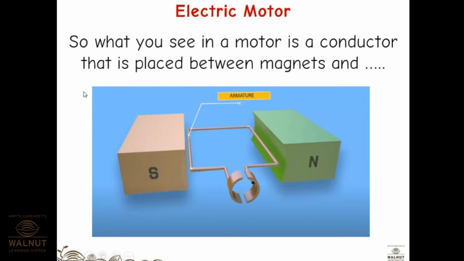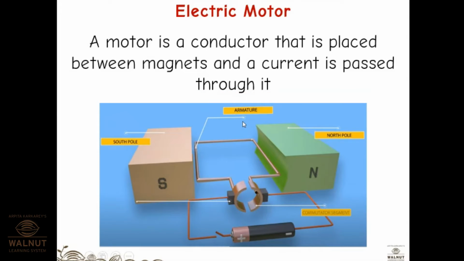So this is how the internal structure of a motor looks. What you see in a motor is a conductor, placed between two magnetic poles, north pole and south pole. So a motor is a conductor that is placed between magnets and the current is passed through it. You can see a battery, a cell over here. Then this is a coil, a conductor, which is also known as armature coil. This is a north pole, south pole.